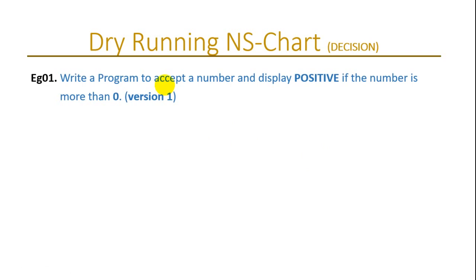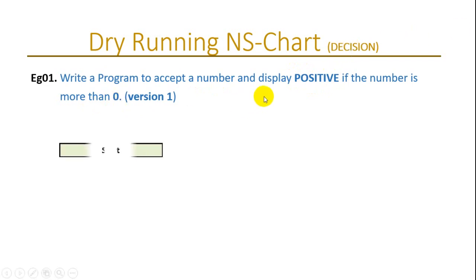Let's see how the NS chart is written for this, and also look at this. There is a decision involved in this, because you don't just do positive all the time. You print or display this word positive only if the number is greater than 0. So that is where the decision will come.